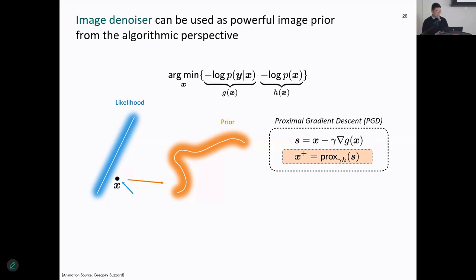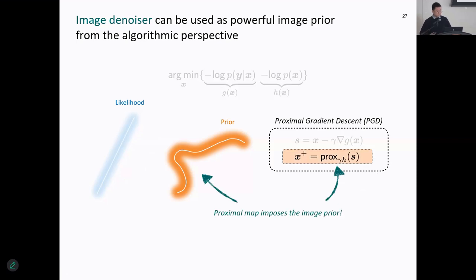And the second step is called the proximal mapping, which is a kind of relaxed projection that maps this x to somewhere near the prior manifold. By iteratively running this updating rule, PGD will gradually converge to the ideal MAP solution, if the objective function is convex. If we take a closer look at this PGD algorithm, we will find that it adopts a modular structure, and the proximal is the only step that imposes the prior information.